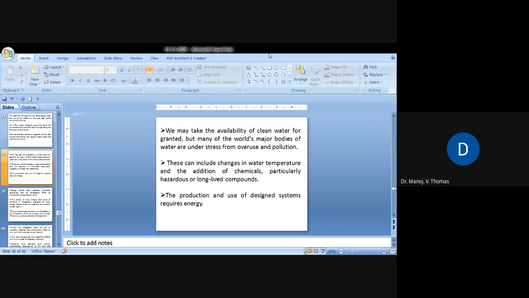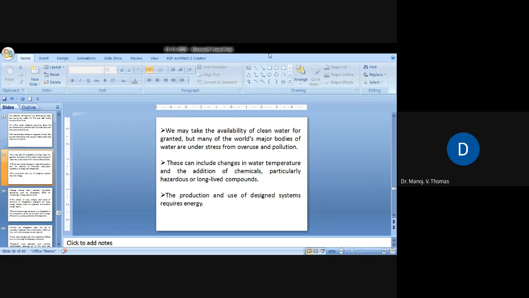These can include changes in water temperature and the addition of chemicals, particularly hazardous or long-lived compounds. Long-lived compounds means some compounds emitted by factories or effluent from industry. They will not degrade or be decomposed, so they will be there in the water for long, and that will cause a threat to the water population, or living beings in the water, such as fish. In fact, it all affects our health.